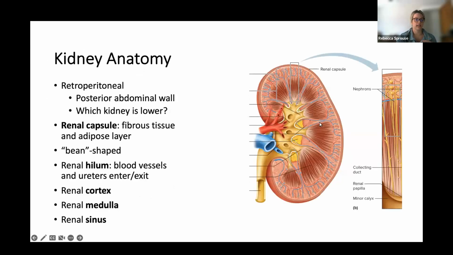So when you look at the kidney, it looks like this bean-shaped structure. Now, the kidneys situated in the body are retroperitoneal. What retroperitoneal means is that they actually sit attached to the posterior abdominal wall, and they sit in line with the spine. So they are very posterior.